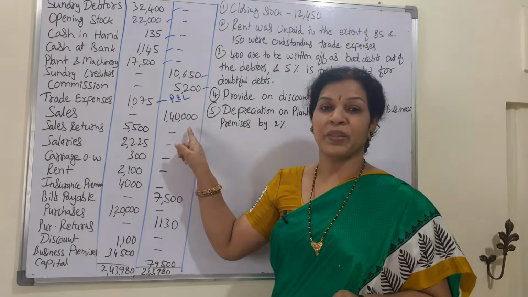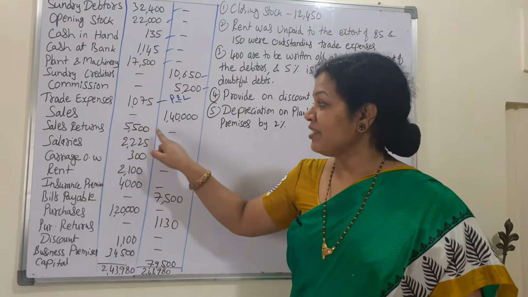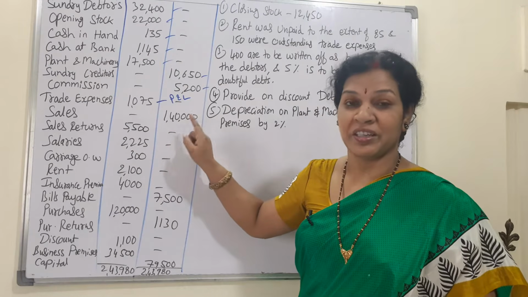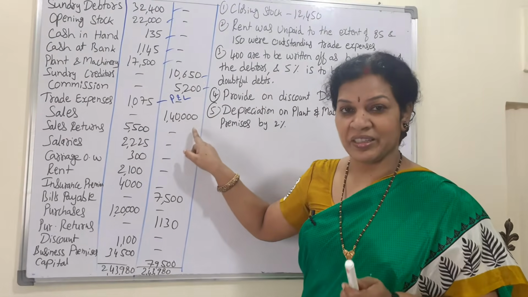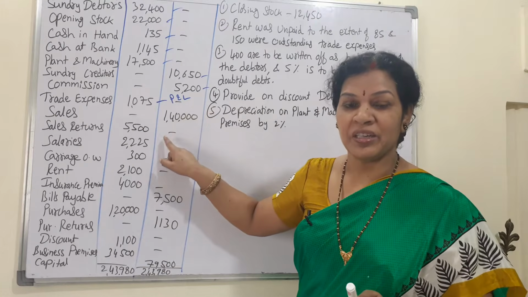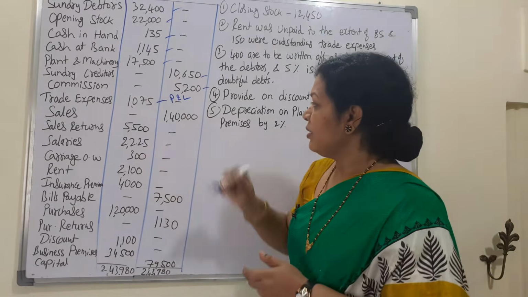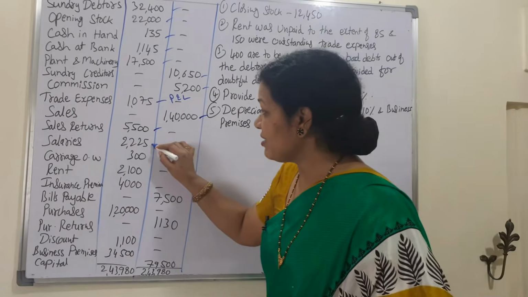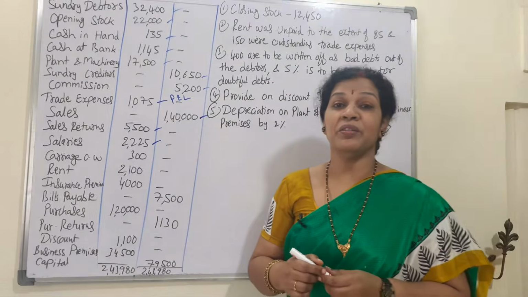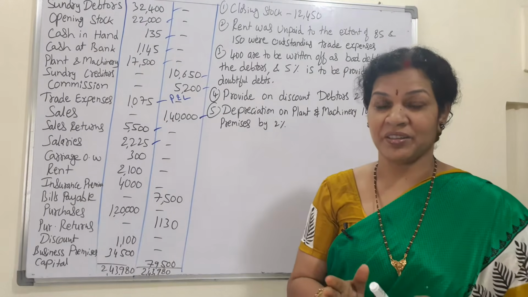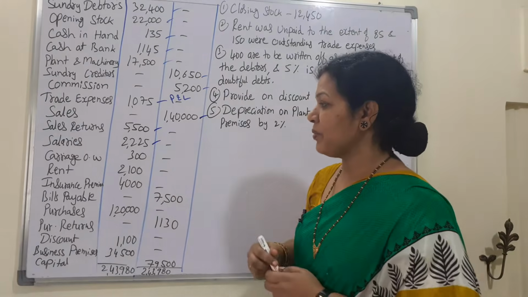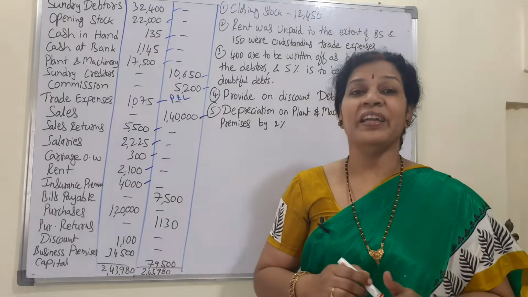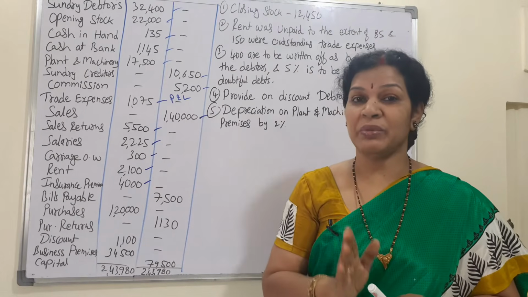Next, sales: trading account credit side. Sales return is to be deducted from the sales in the trading account. Sales in the trading account credit side, and from there we are going to deduct sales returns. Next, salaries. Salaries is an indirect expense, so the P&L account debit side. Carriage outwards, rent, insurance premium, all these things are indirect expenses, so P&L account debit side.